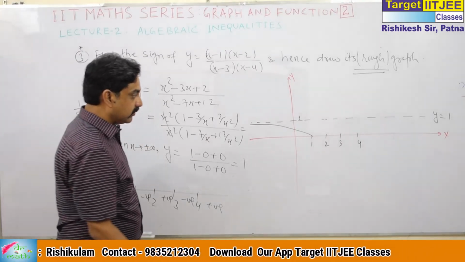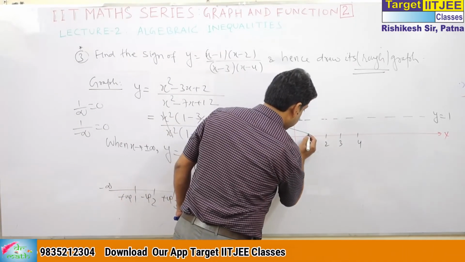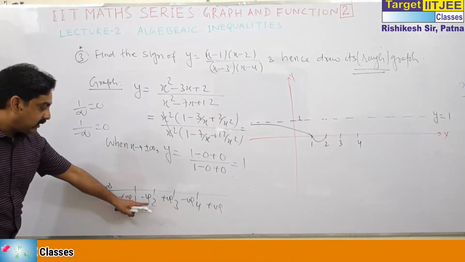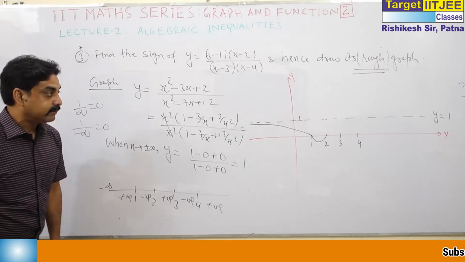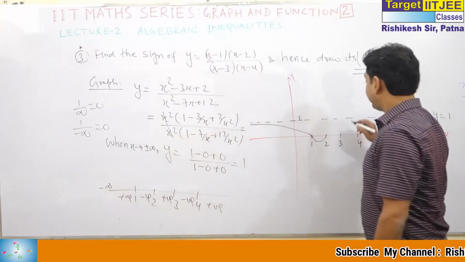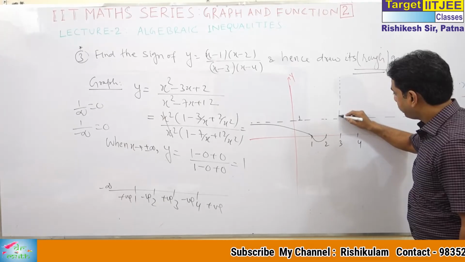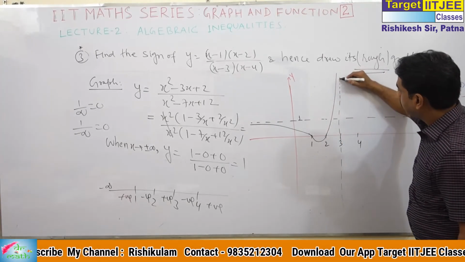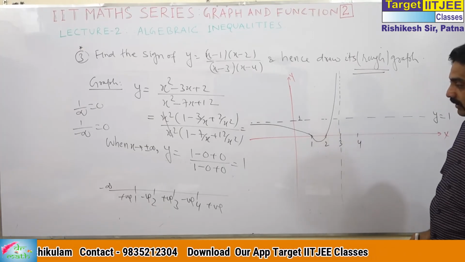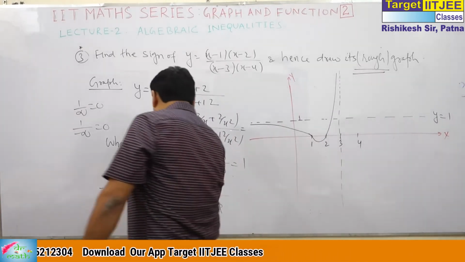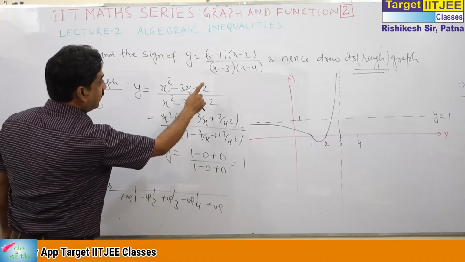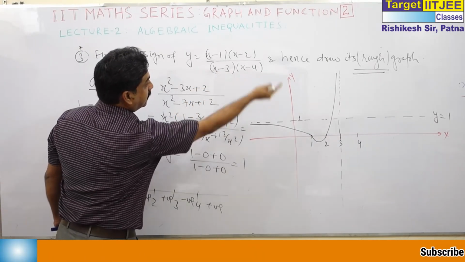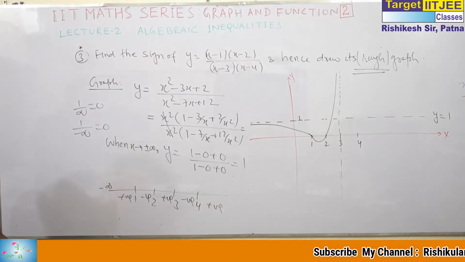From 1 to 2, this is negative. What is 2 to 3? From 2 to 3 it is positive, but this is not defined at 3. So the graph will go like this. Not defined means approaching infinity or minus infinity.